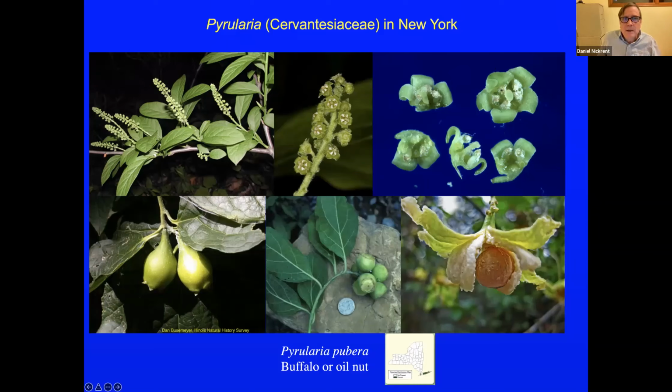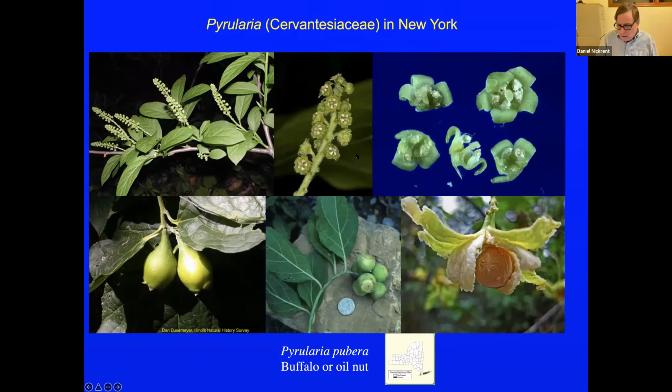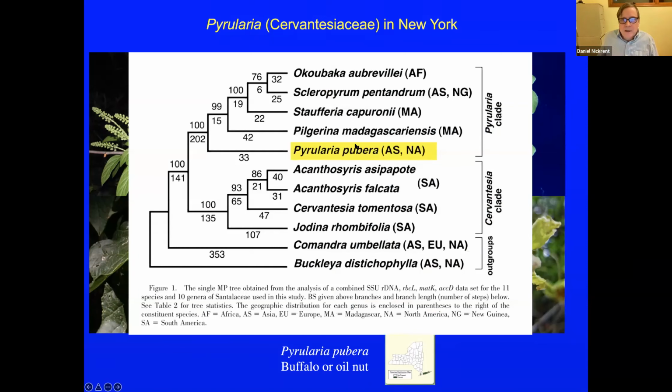Buckleya distichophylla, Buckleya lanceolata. So these are ancient distributions, right? China, Eastern North America, that Asa Gray published on 100 years ago. This is one of them. And it's in a cool family nowadays I call Cervantesiaceae. There's Pyrularia, but hey, look at its sisters.